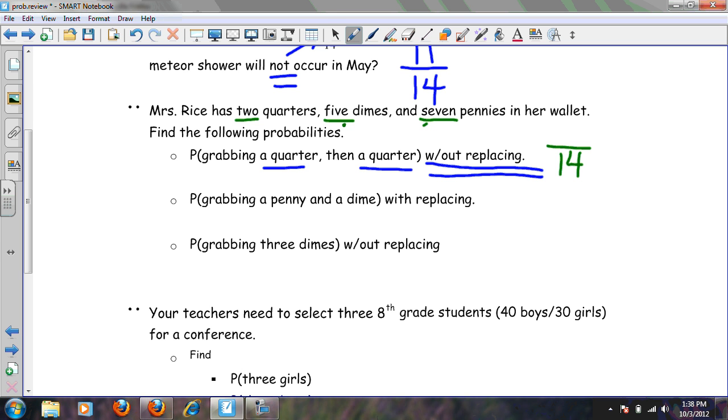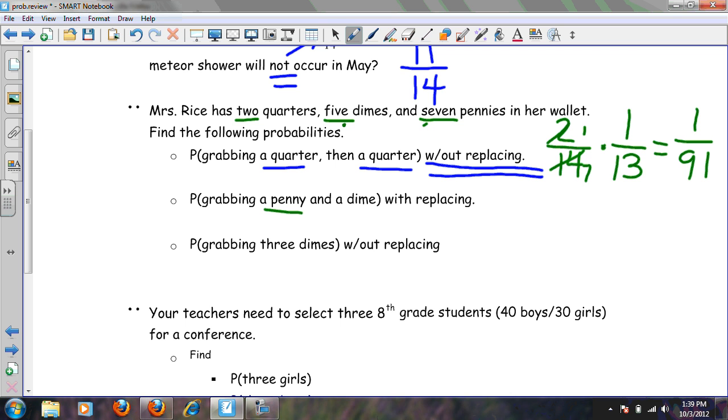So I'm going to grab a quarter. I have a 2 out of 14 chance that I will get a quarter. I'm not replacing, so I'm going to grab another quarter. I already took 1, so that means there's only 1 left. 1 out of, I already took a coin, so now there's only 13 left. 2 14ths will simplify to 1/7. Multiply those together, I get 1 times 13 is 13, 7 times 13 is 91. A 1 in 91 chance that I will get a quarter and then another quarter without replacing.